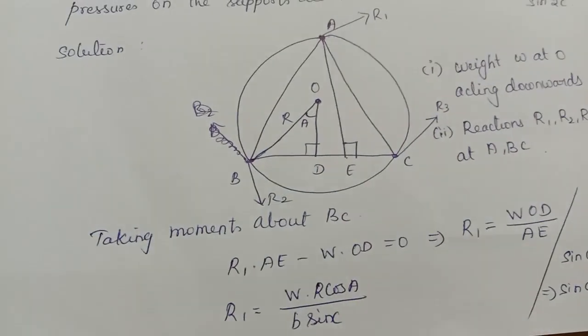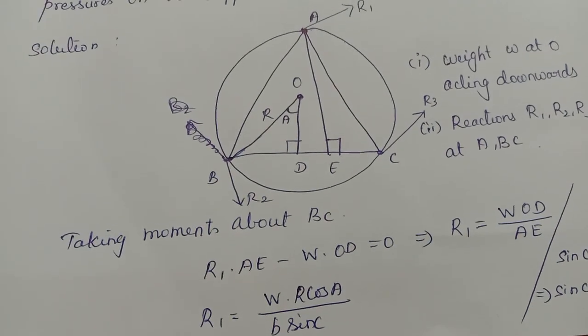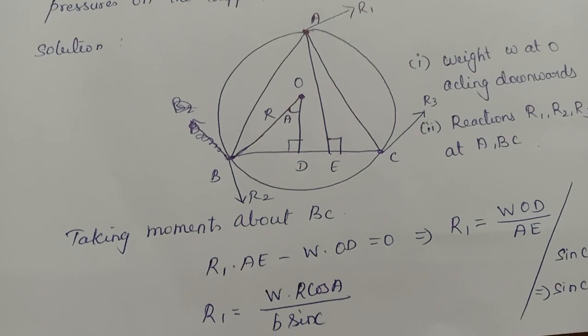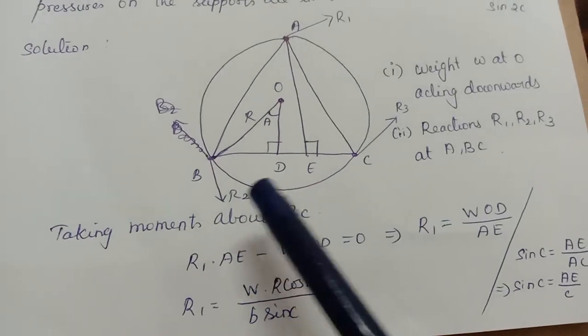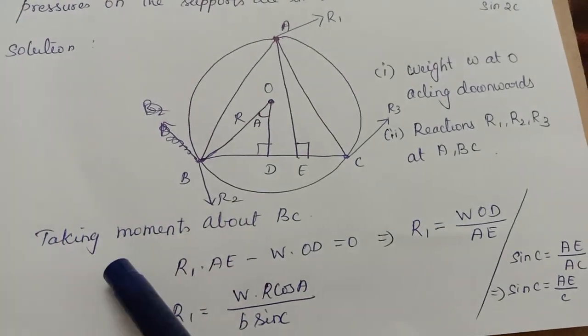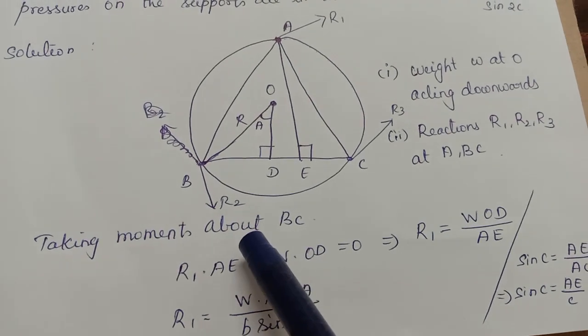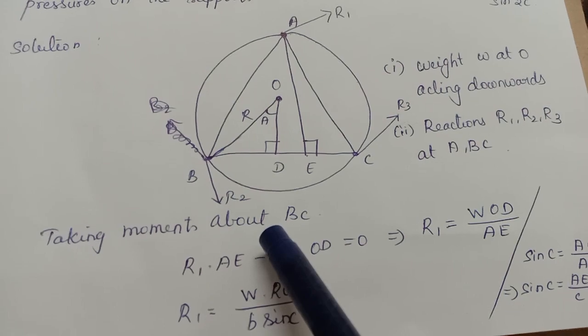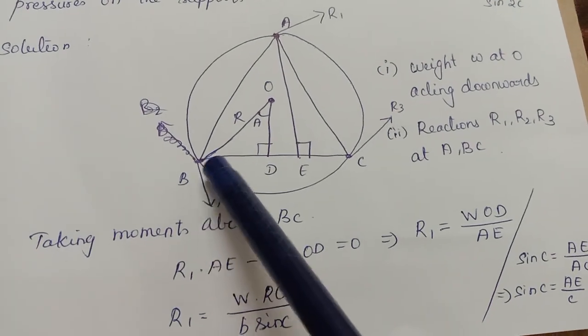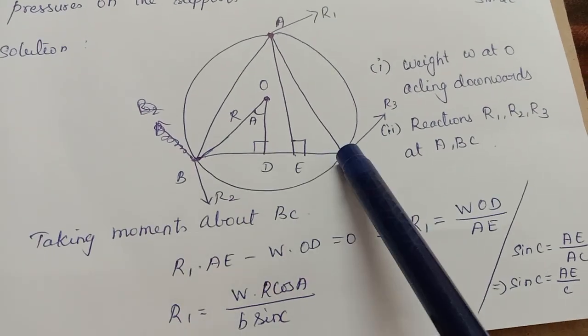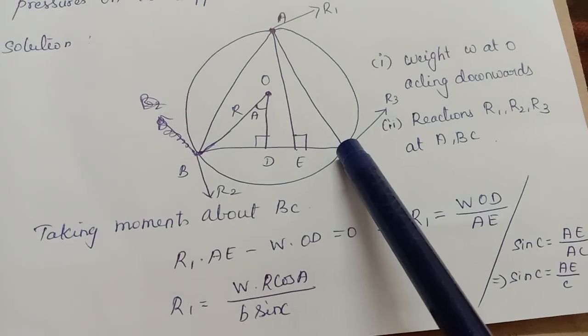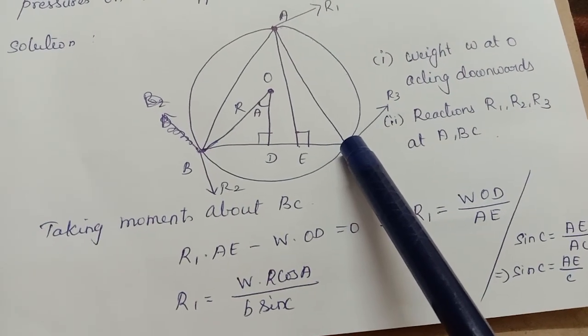Now I'm going to find the moments, but not about a single point; about a line I'm going to take. So about BC, I'm going to find the moments about BC. The concept is the same. So what is the formula for moment? Force into its perpendicular distance. So we have to calculate the perpendicular distance about this line. Why am I taking this line BC instead of a single point?